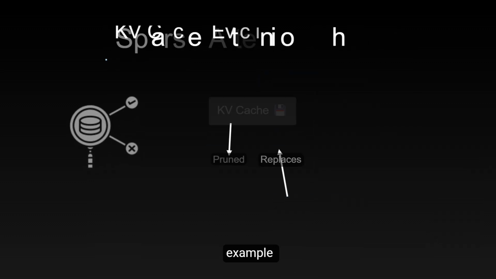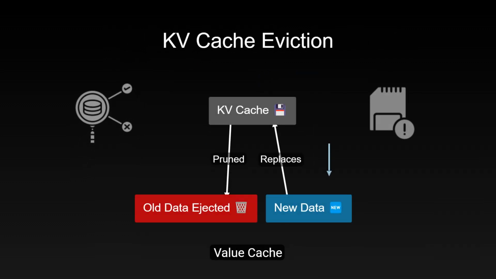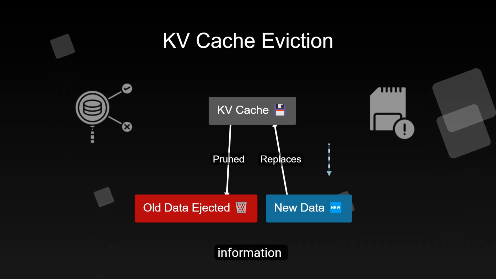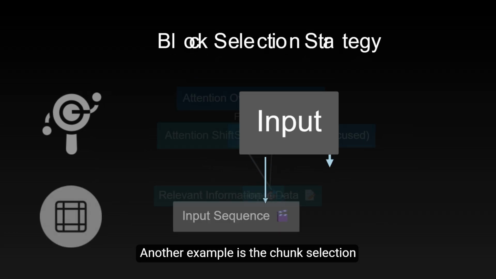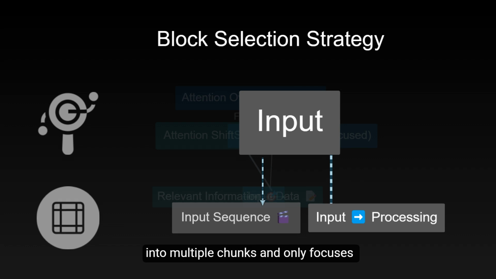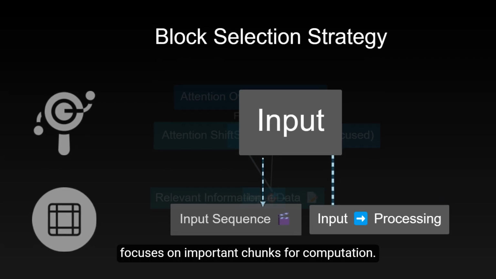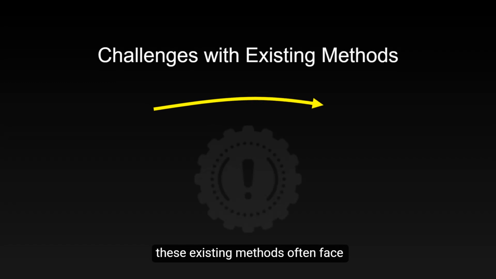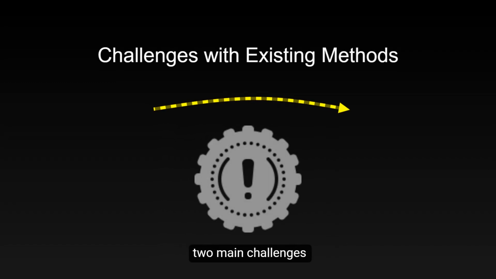For example, the KV cache, key value cache, eviction mechanism, which saves memory by dynamically deleting unimportant historical information. Another example is the chunk selection strategy, which divides the input sequence into multiple chunks and only focuses on important chunks for computation. However, these existing methods often face two main challenges.